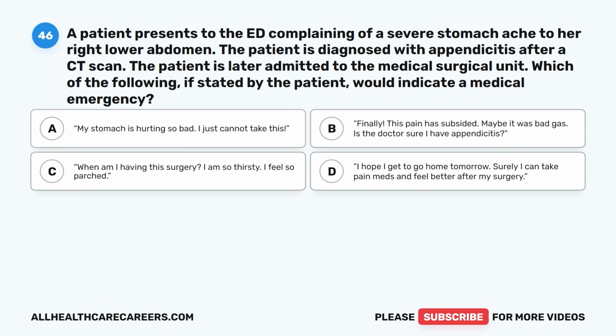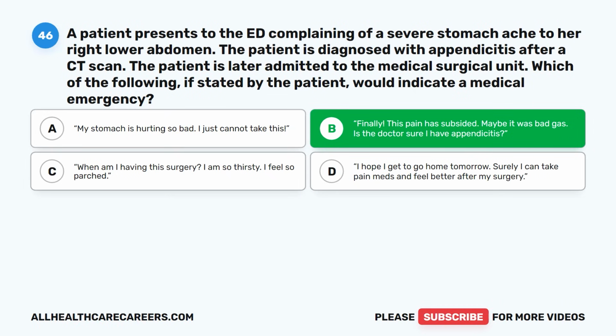Question 46. A patient presents to the ED complaining of a severe stomachache to her right lower abdomen. The patient is diagnosed with appendicitis after a CT scan. The patient is later admitted to the medical surgical unit. Which of the following, if stated by the patient, would indicate a medical emergency? A. My stomach is hurting so bad I just cannot take this. B. Finally, this pain has subsided. Maybe it was bad gas. Is the doctor sure I have appendicitis? C. When am I having this surgery? I'm so thirsty. I feel so parched. D. I hope I get to go home tomorrow. Surely I can take pain meds and feel better after my surgery. The correct answer is B.